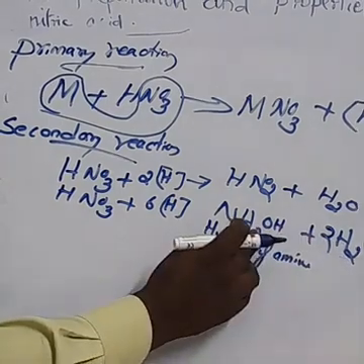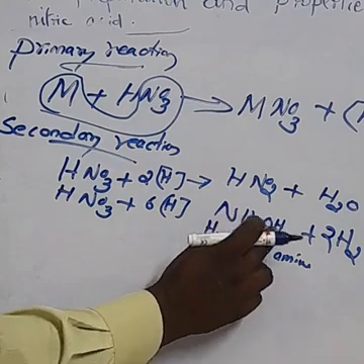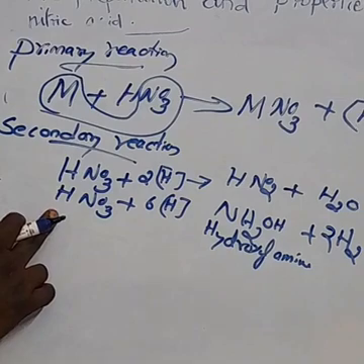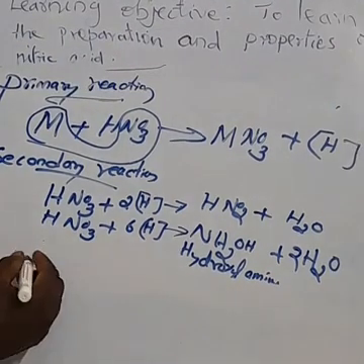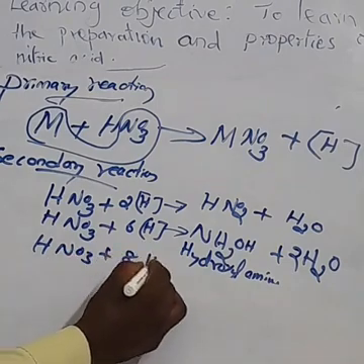2 twos are 4, 4 plus 2 is 6, 6 plus 1 is 7. Am I right? Here also 6 plus 1 is 7. The equation is balanced. Here, nitric acid reacts with 8 hydrogen.